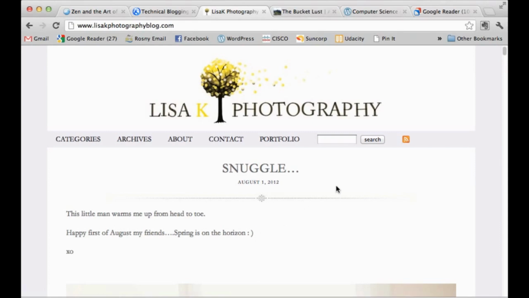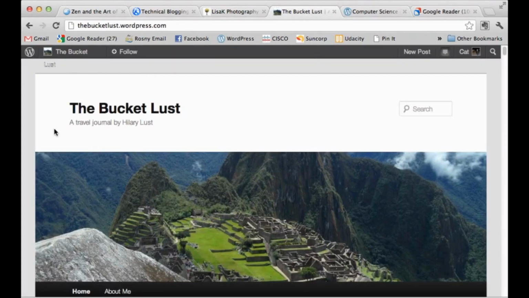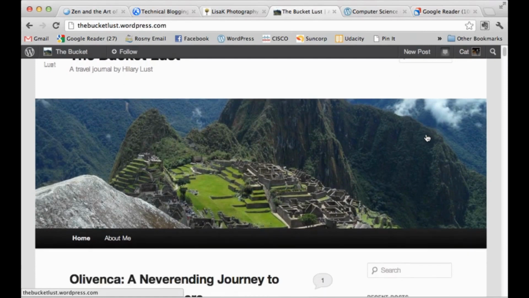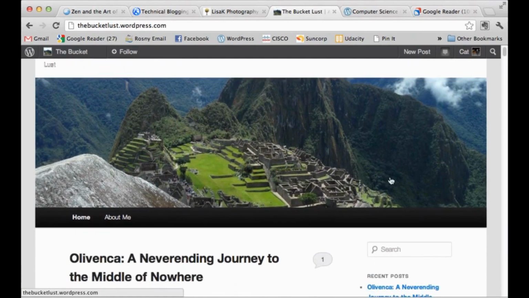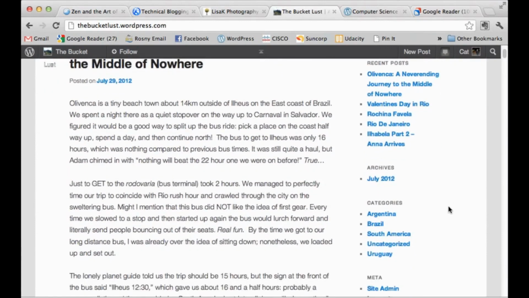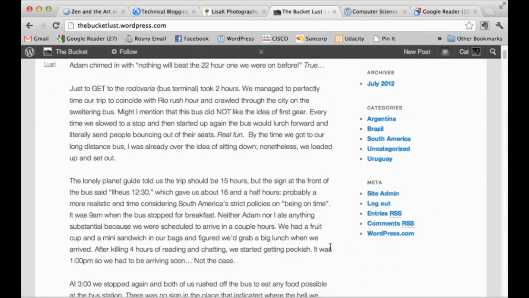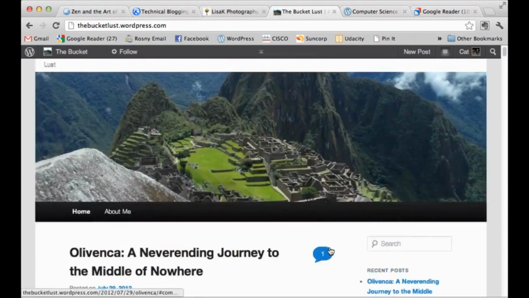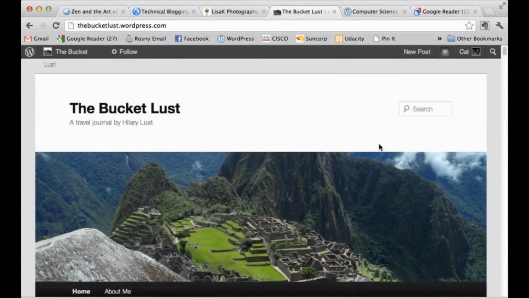Going on to something, again, more towards the personal ideas. This one, The Bucket Lust, is a chick called Hilary Lust who does a lot of travel, and a lot of people have wanted to follow what she's doing in her travel. So here we've got a picture of Machu Picchu, and then we've got all the stories of her latest travels. So that one's for sort of friends and family, but also for anyone that's looking at traveling. It'll probably have valuable information on that one.